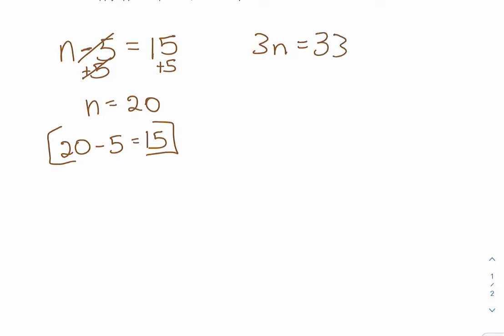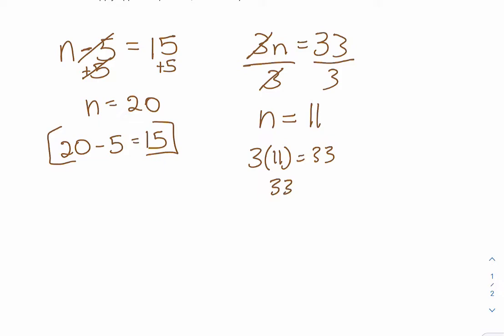We also saw some with multiplication. 3n equals 33. My operation here is multiplication, so I need to do division to undo. Now I'm left with my variable all isolated by itself on the left side, and that would be 11. So in other words, to check this, 3 times 11 equals 33. And we're done. Okay, so that's one step.